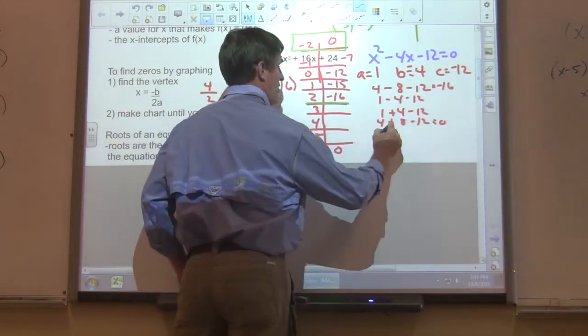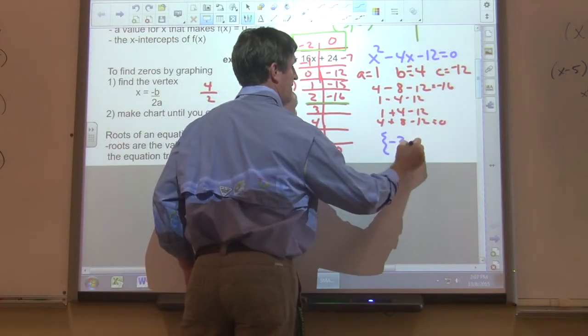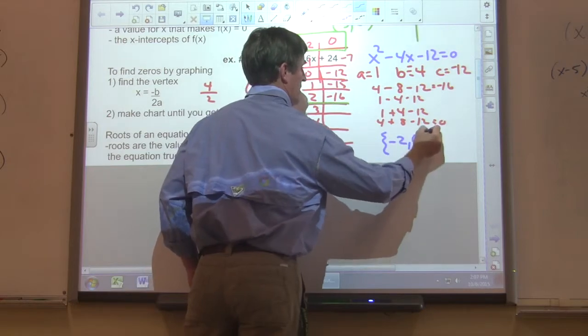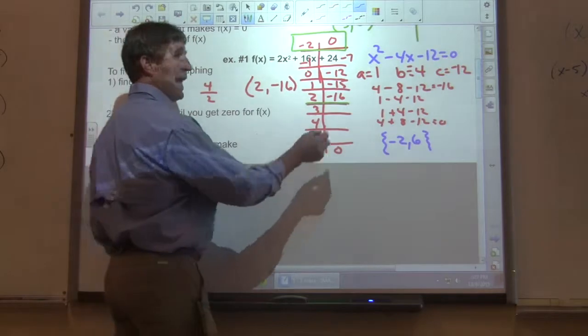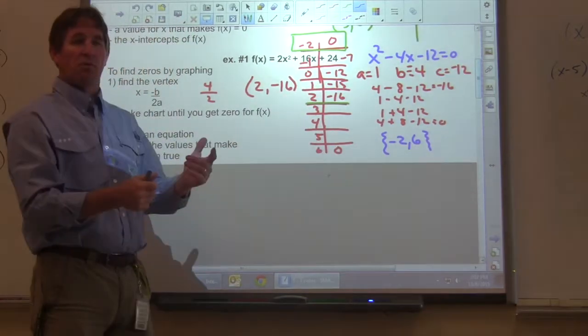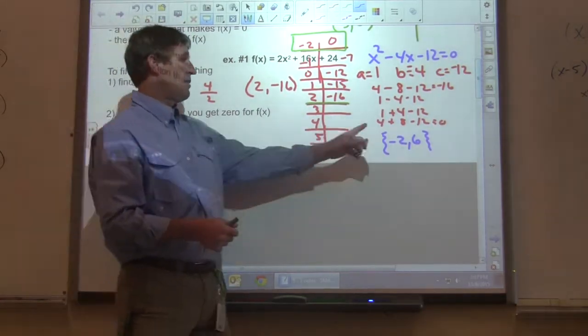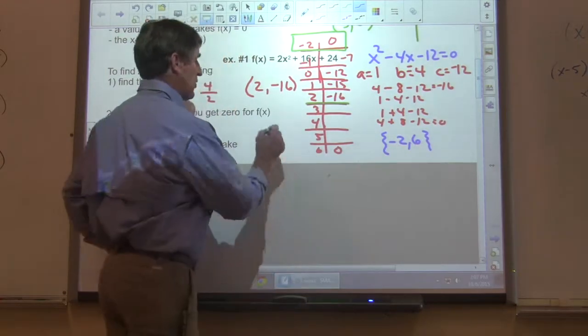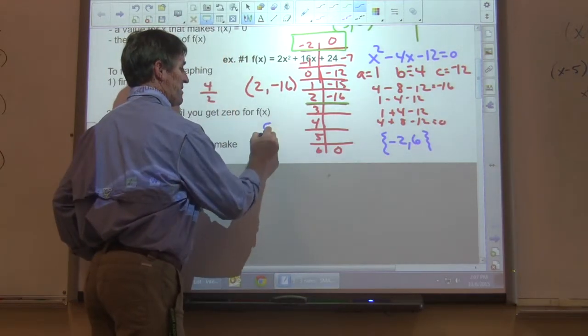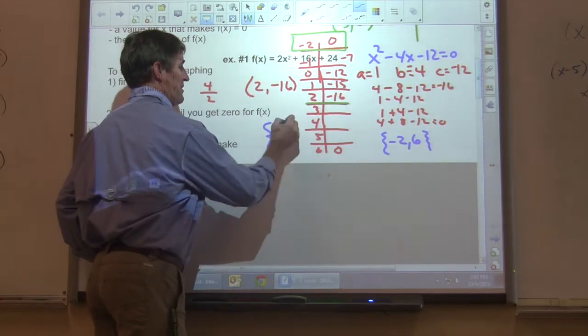Our answers are -2 and +6. Now I will tell you, the book, you can't use parentheses, because remember, parentheses is an ordered pair for x, y. This is a solution set. The book will use these really nice brackets like that.